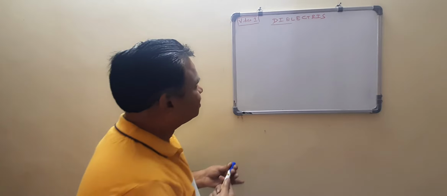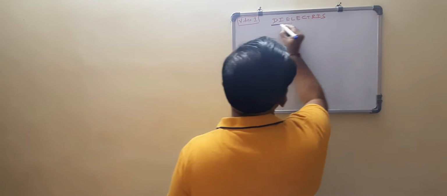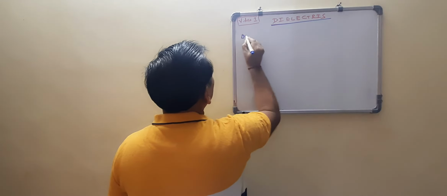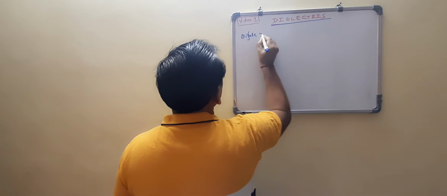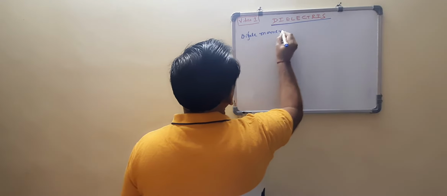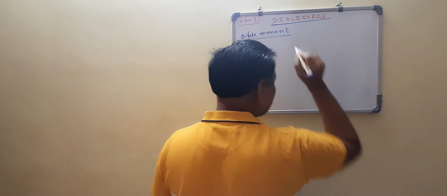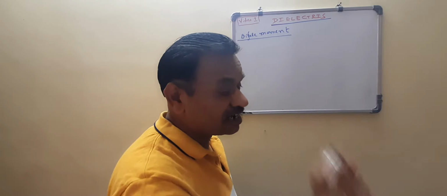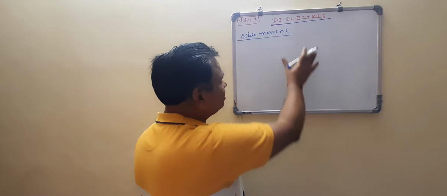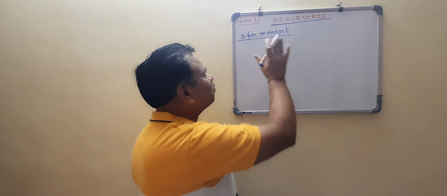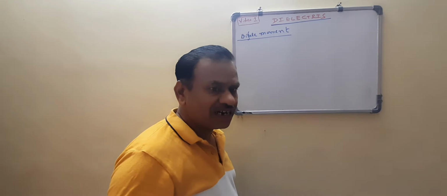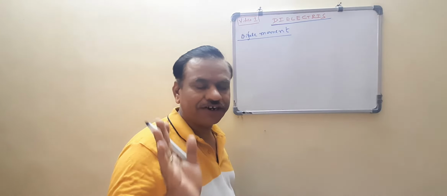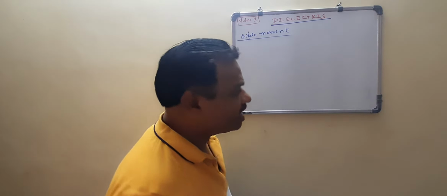I am using the word dipole moment. That is what? Dipole moment. There are two types of dipole moment. One is electric dipole moment, another one is magnetic dipole moment. But in this entire chapter, we are dealing with the electric dipole moment. What is a dipole moment?